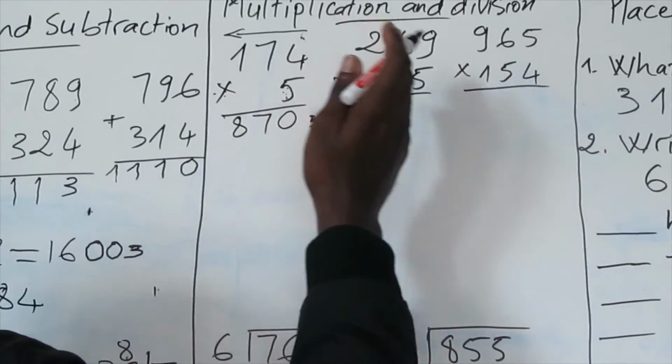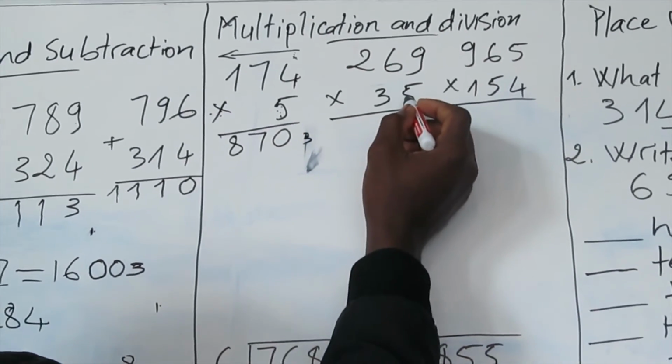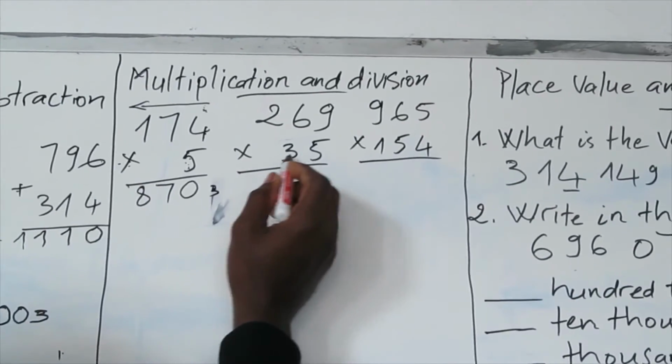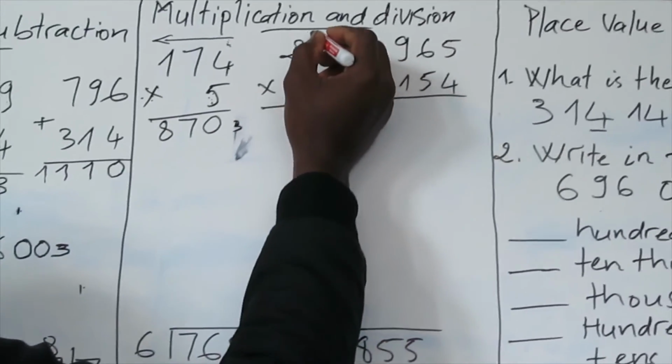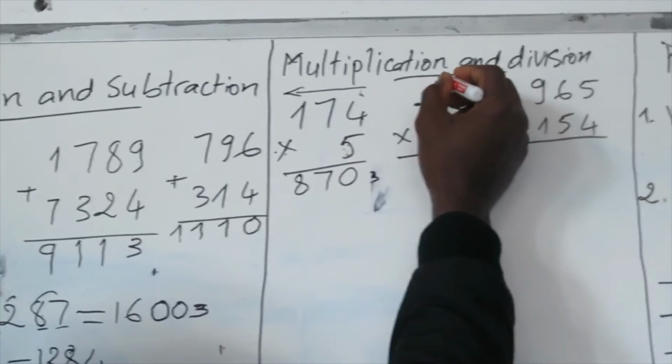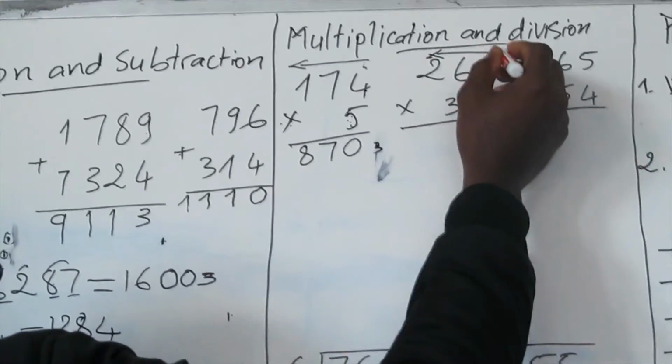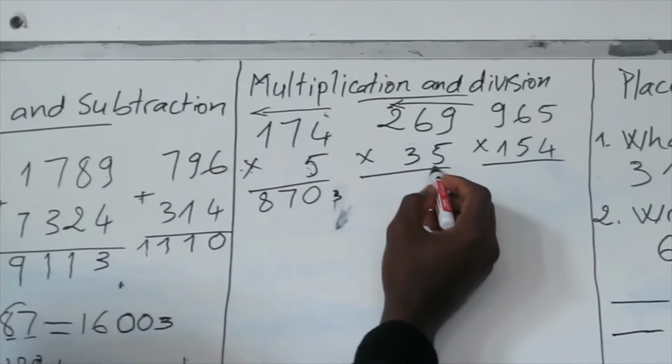The first digit from your right going to your left. You start with the 5 first. You don't start with the 3. You start with the 5 because you're going from your right going to your left. And the way also for you to multiply is also from your right going to your left. Now I will start with this 5.